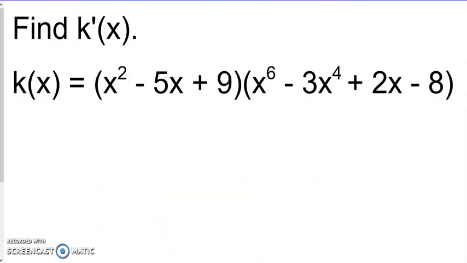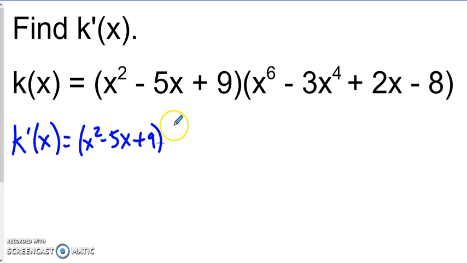Much more cumbersome to FOIL this problem, so it might be a little bit easier to use the product rule versus the power rule. So let's go ahead and jump into this. We find the derivative here. So again, first times the derivative of the second. I have to take the derivative of each of those individual terms using my power rule.